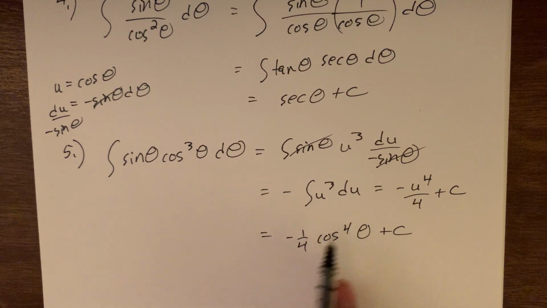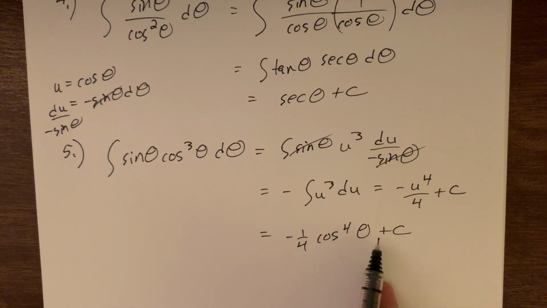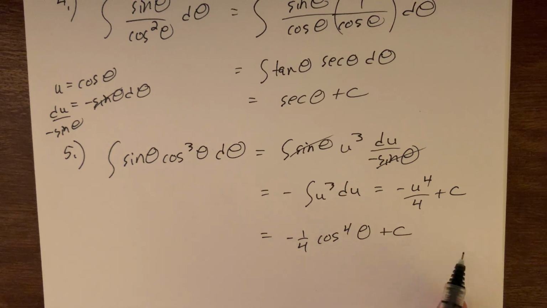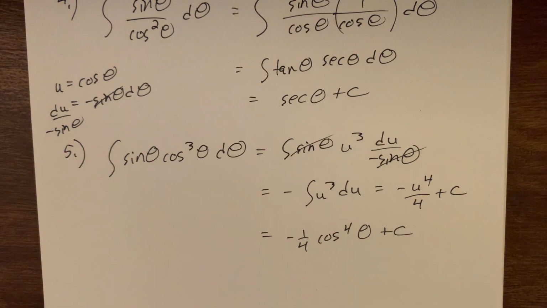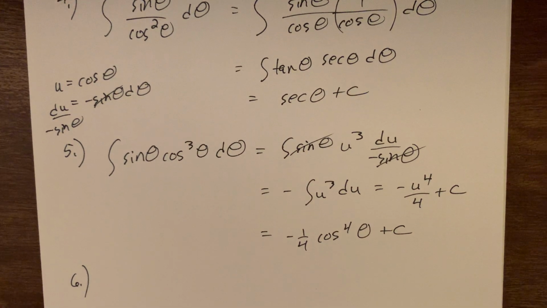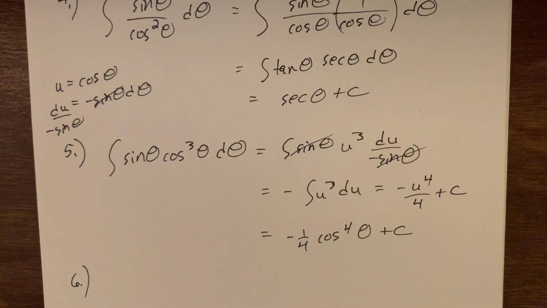Take the derivative, 4 times -1/4, you get a -1, cosine cubed, times the derivative of the inner, a negative sign. That extra negative and that negative is a positive sign. And there is your sine cosine cubed. But once again, everybody, that was still more of an ideal situation.